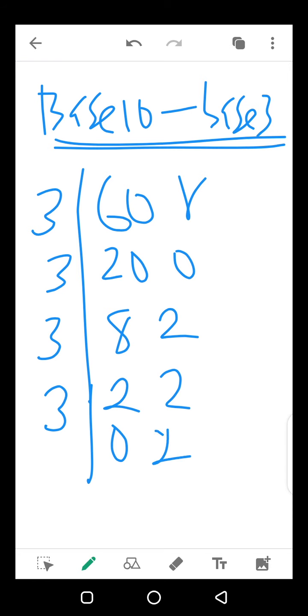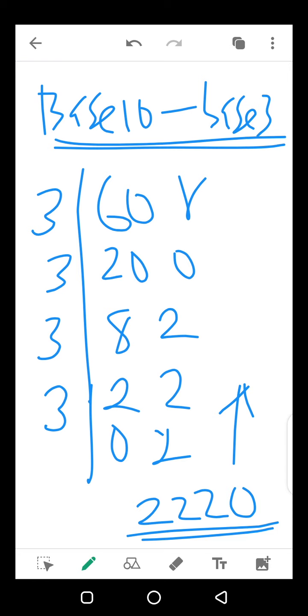and so we count our remainders from down up. So we have 2, 2, 0, 0 as the answer. That is 60 to base 3. 60 in base 10 to base 3 will give us 2, 2, 0, 0.